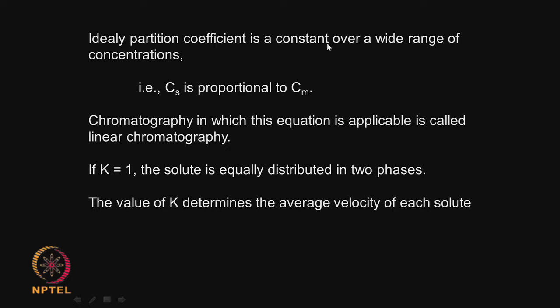See, ideally partition coefficient is a constant over a range of concentration. So, irrespective of concentration, partition coefficient should be constant actually. Okay. The value of K determines the average velocity of each solute. Okay. So, if K is very large, what happens? The solute gets more absorbed, I mean more partitioned onto the stationary phase, so it travels very slowly. Okay. K is equal to 1, that means solute is equally distributed in 2 phases, then that is not a good continuous phase material, because you will not achieve any separation.